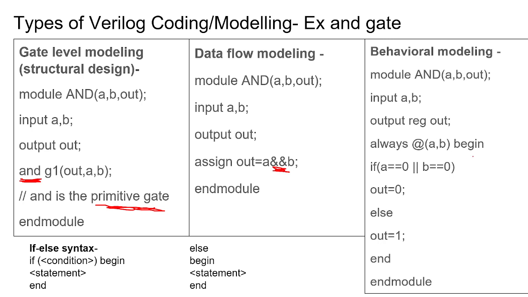In behavioral modeling, it is very high level coding, so you will be directly implementing the truth table. If I have an AND gate, 0001, it is 0 when any one input is 0. So we will directly write the if statement: if A is 0 or B is 0, then the output will be 0, else the output will be 1.